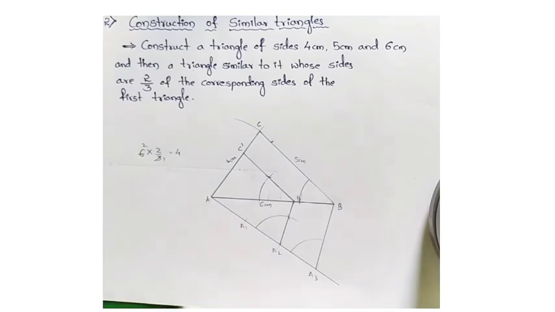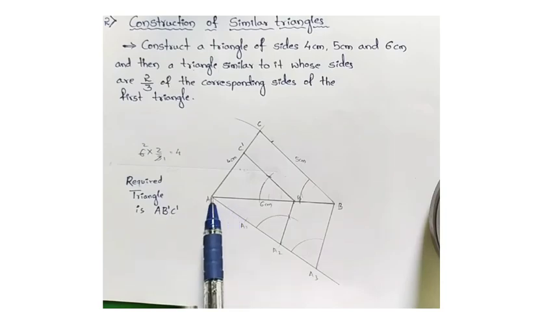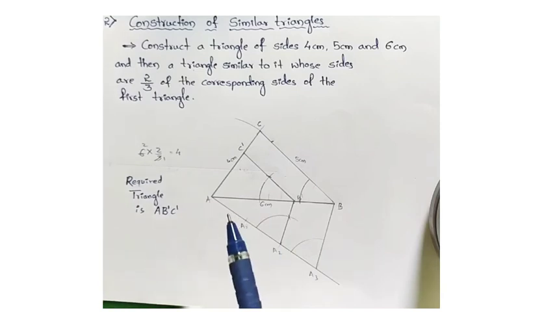So side by side you write it. Required triangle is A, B dash, C dash. This one, A, B dash, C dash. Understood? So like this you have to do the other type of problem, where the numerator will be greater and the denominator will be smaller. So like that one problem I will solve now.